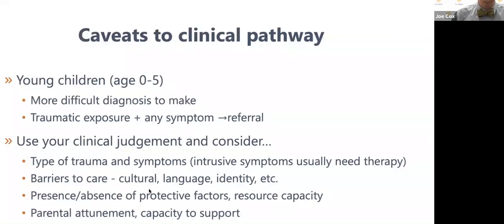Some caveats to that real quickly. Young kids, it's a much more difficult diagnosis to make. So the gist of it is, if they've had a traumatic exposure and they have any symptoms, whether mild or not, you want to consider making a referral. And then use your clinical judgment. The types of trauma can influence your decision, who you make a referral for and who you don't, whether there are barriers to care, whether there are protective factors or not, whether there's a high level of parental attunement, and a high or low capacity to support. So think about those things when you're considering what level of support you want to give to families.